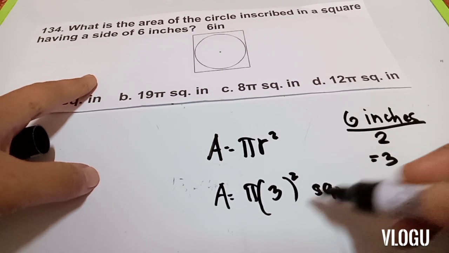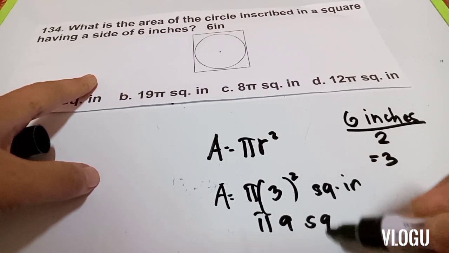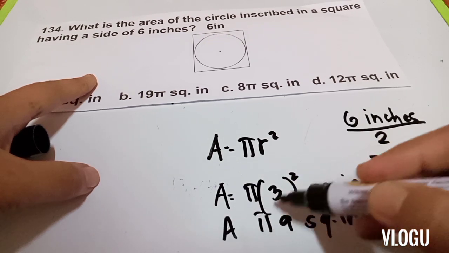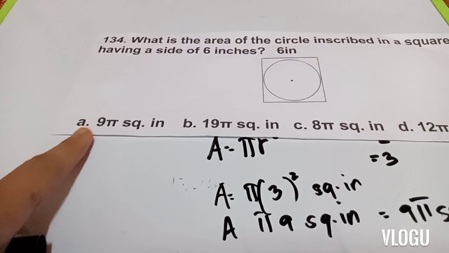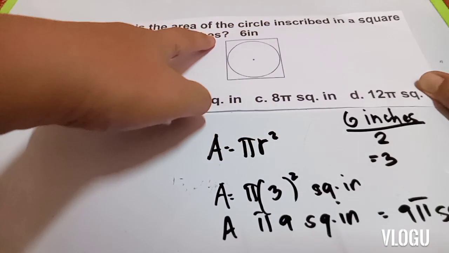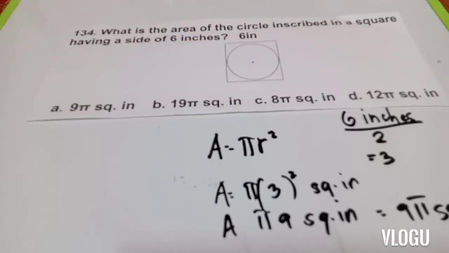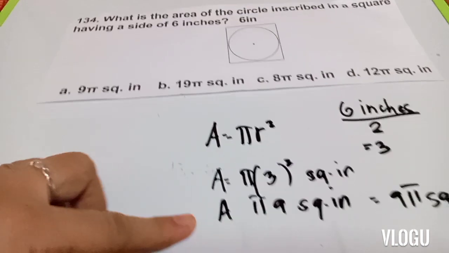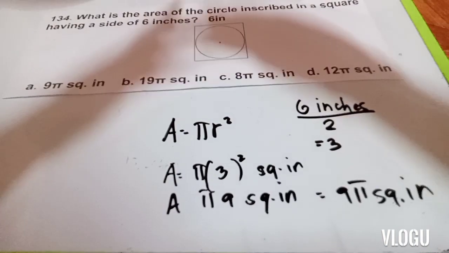And we know pi times 3 squared, square inch, take note, square inch. 3 times 3 is 9. And the answer is 9 pi square inch. So the answer is letter A. Take note, this is 6 inches. And we know the half of 6 is 3 inches. And then after that, we proceed with our formula. Okay, let's proceed for 135.